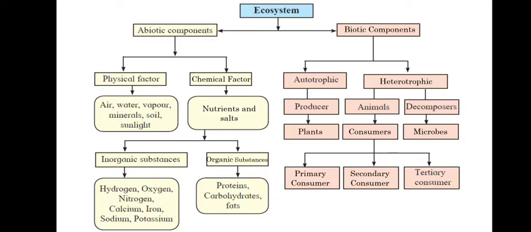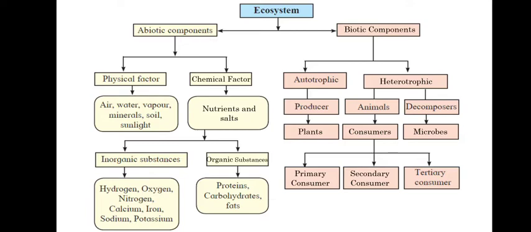These nutrients and salts can again be of two different types, inorganic substances and organic substances, right? Inorganic substances are hydrogen, oxygen, nitrogen, calcium, iron, sodium, potassium, etc., which do not contain carbon. Whereas organic substances are proteins, carbohydrates, fats, etc.